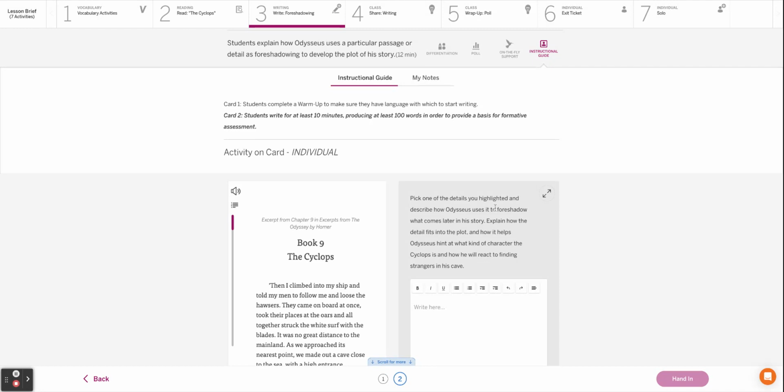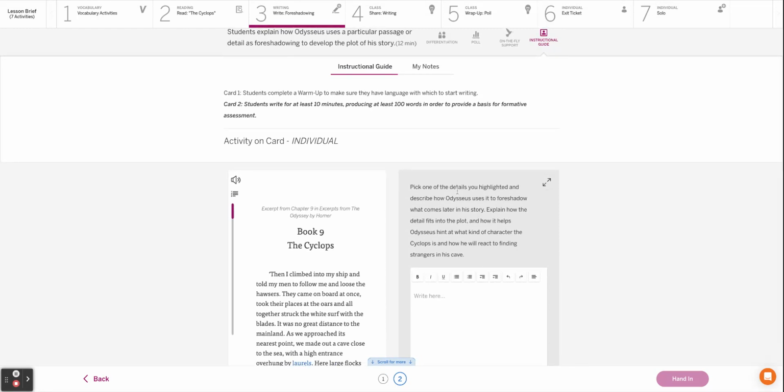And you're going to respond to the following. Pick one detail you highlighted and describe how Odysseus uses it to foreshadow what comes later in the story. Those are your yellow highlights that you just did. Explain how this detail fits into the plot. So the plot meaning what happened first, second, third, fourth, fifth, the process, the structure of all those events as Odysseus is solving this problem in Book 9.